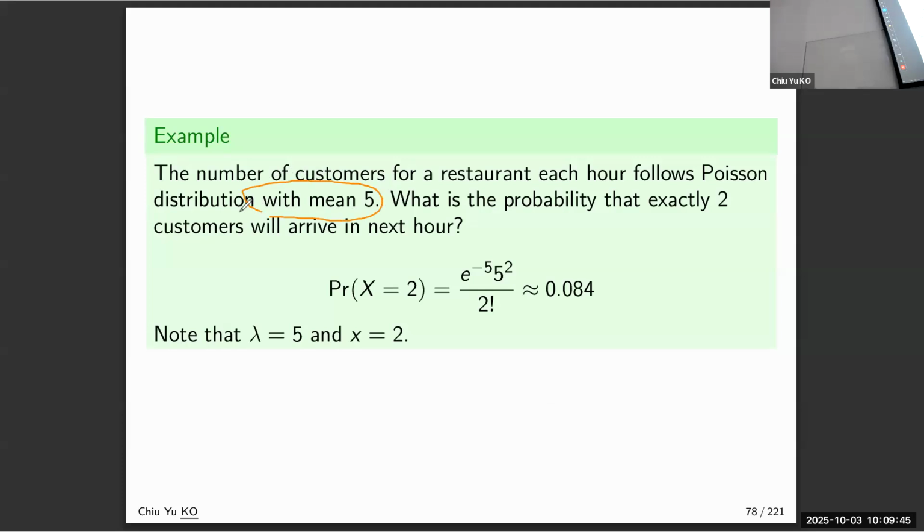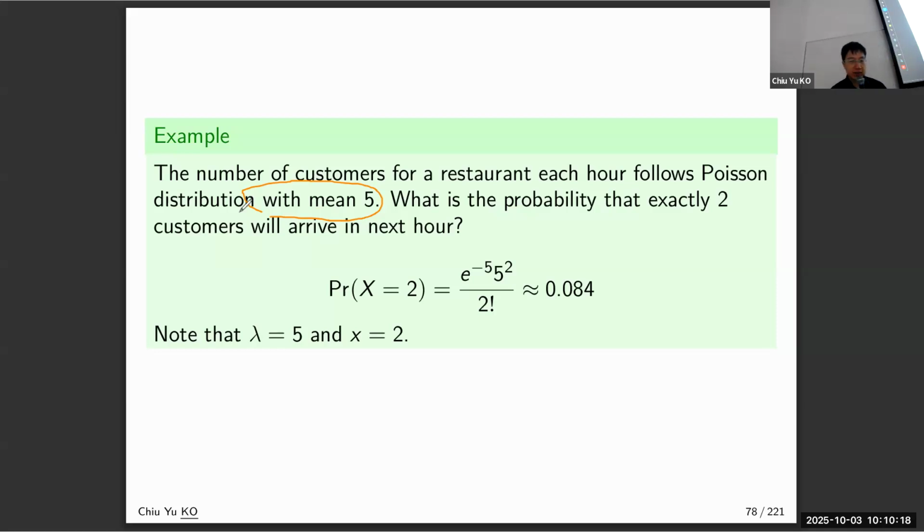So here this example doesn't come from the data. We already told you it's 5. But this is essentially the same if I give you the question saying that on average, there are 5 customers in each period, then you can convert this information to the mean is 5. And now the question asks you, exactly 2 customers arrive in the next hour.